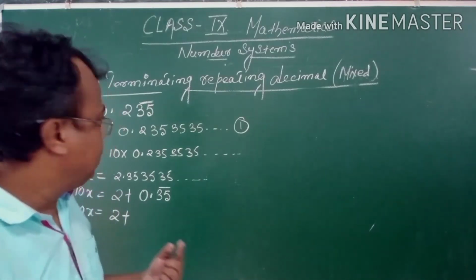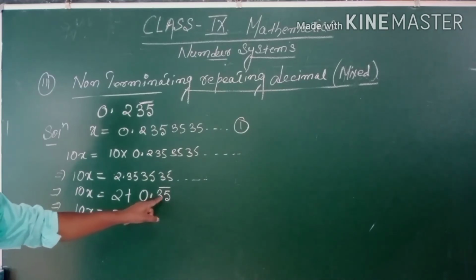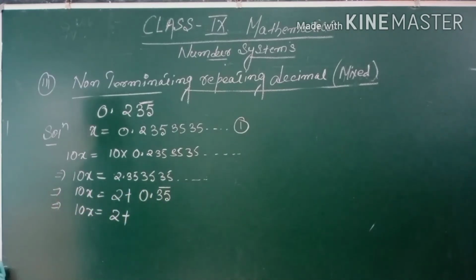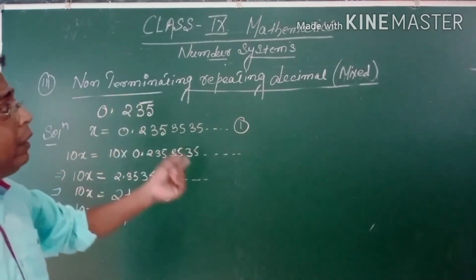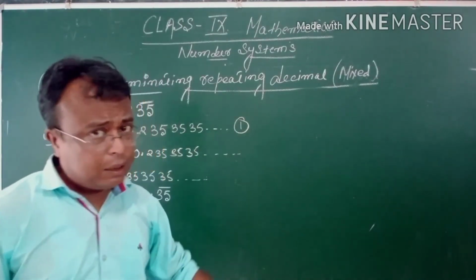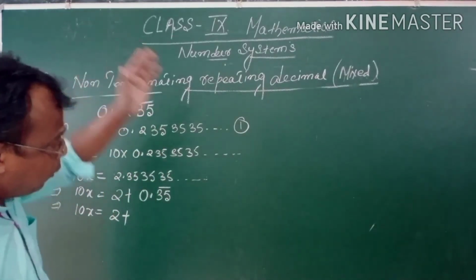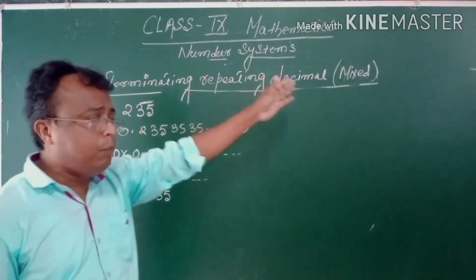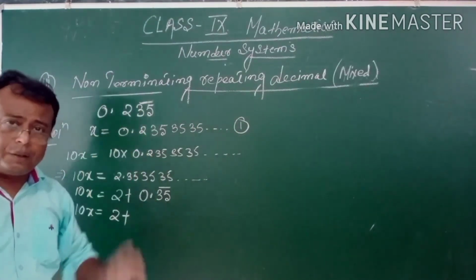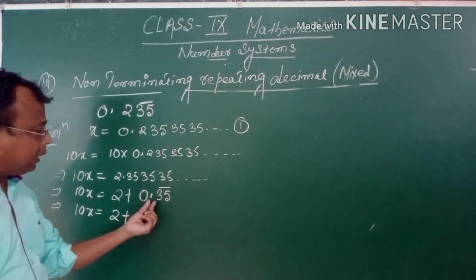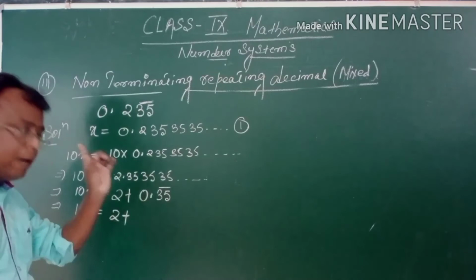Now you see 0.35 bar. It is a pure non-terminating repeating decimal, or not? Just now we learned how to convert a pure non-terminating repeating decimal in P by Q form. But here, while converting a non-terminating decimal in mixed form, no need to write the whole steps. I will give you one very simple trick on how to express this in P by Q form. In this case only you apply that trick.